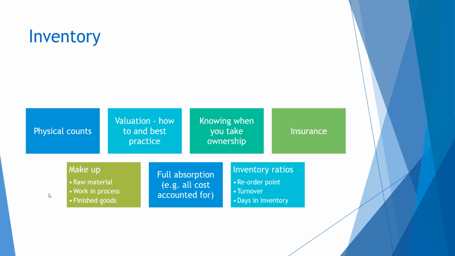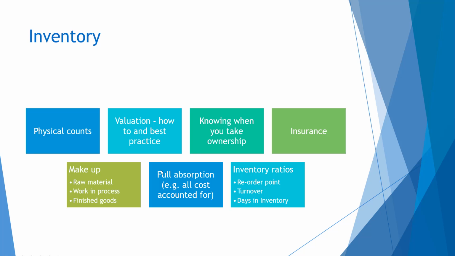Now, that's just the raw material side. So you see down here, we're talking about the makeup of inventory. Inventory is made up of raw material, work in process, and finished goods. So these two items right here are predominantly going to be just the raw material, just the actual stuff that you purchased that you're going to assemble and sell to the general public.